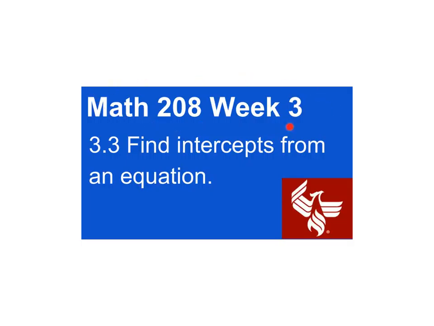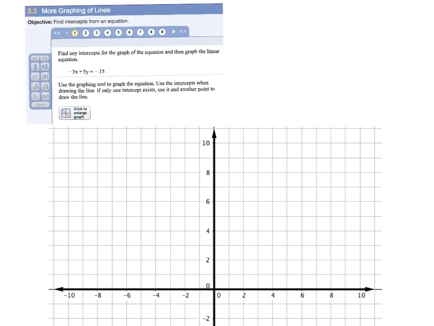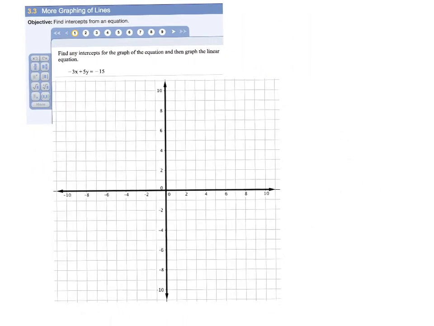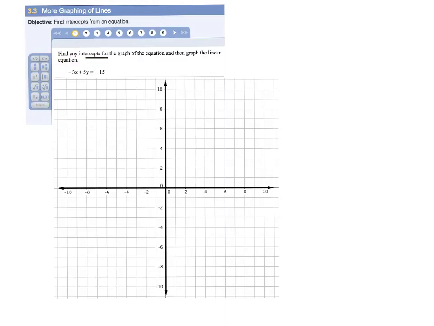All right, this is Math 208, Week 3, Section 3.3, Finding Intercepts from an Equation. So in this problem, what we're being asked to do is essentially draw a graph using a particular technique where we find the intercepts for a graph.